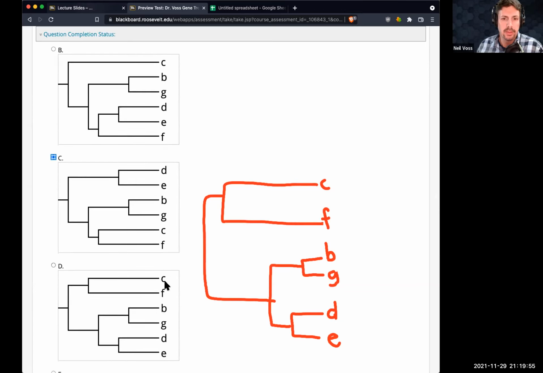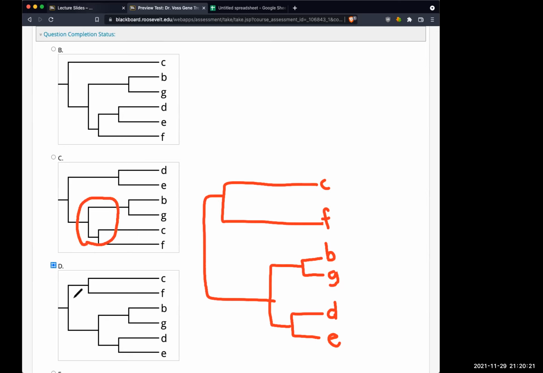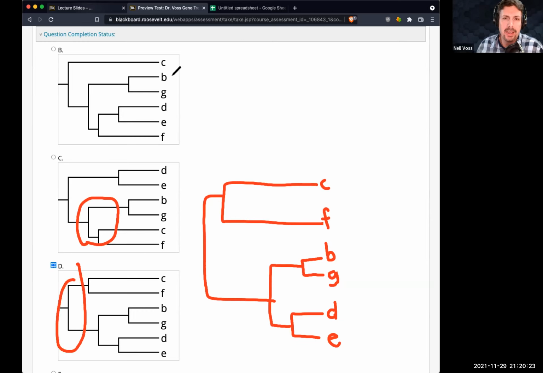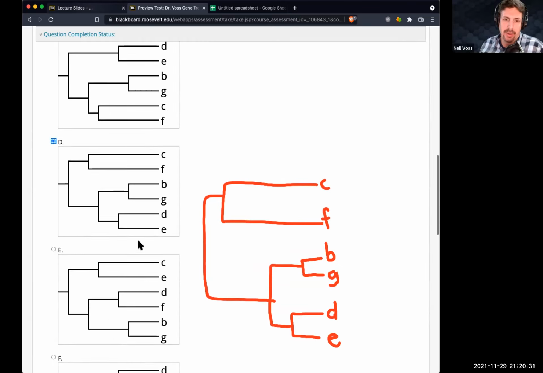What's the difference between this one and this one? Did I screw up? These two are exactly the same, are they not? Yeah. That is an error in my program, I'm sure. So it looks to me both C and D are correct. Oh wait, no, I see the difference now. I think it is D. Sometimes my program is definitely smarter than I am.